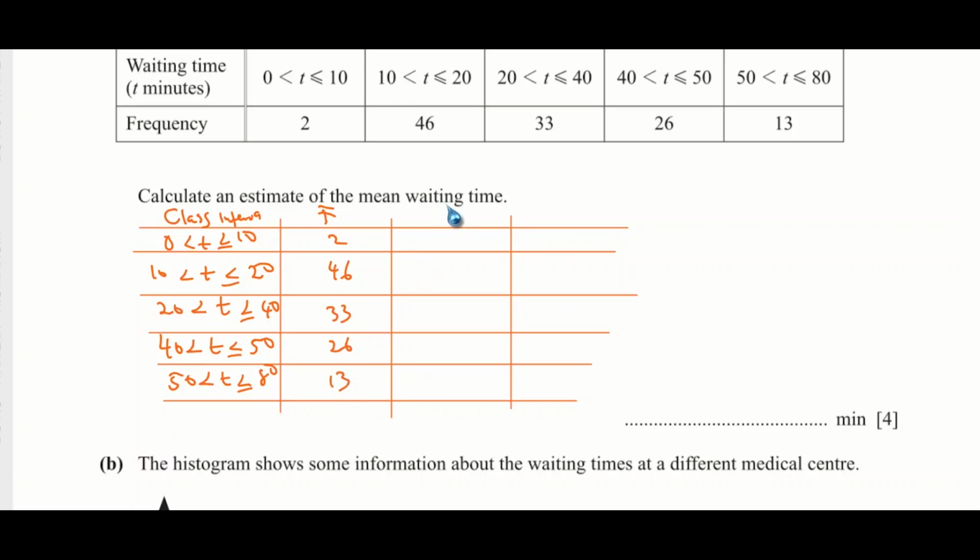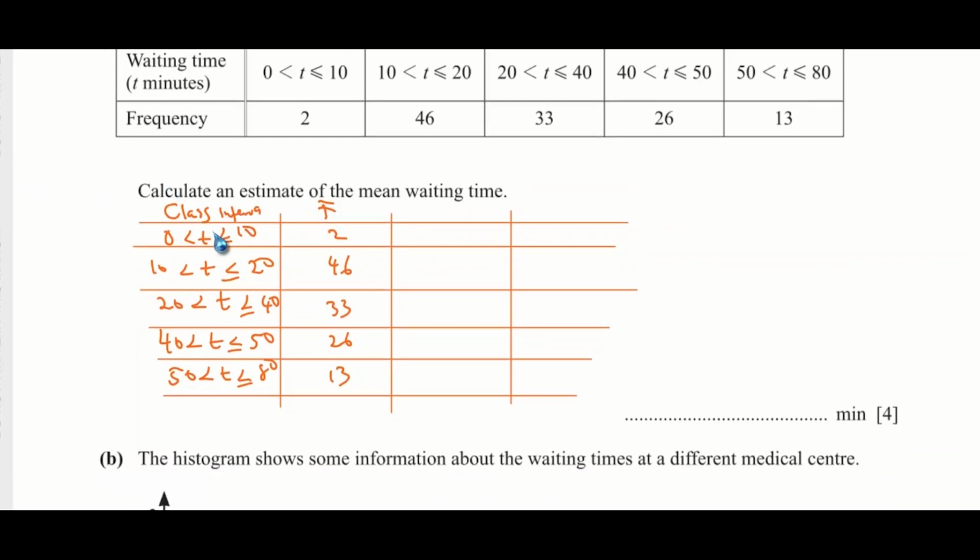So we need to find the midpoint, the mid value of this class interval. I will call that x. So that is 0 add 10, that's 10, divided by 2. So I have 5. Then the next one will give me 15. This will give me 30. This will give me 45, and this will give me 65.